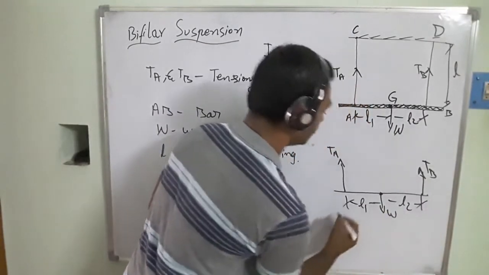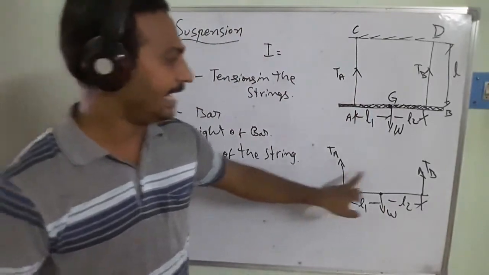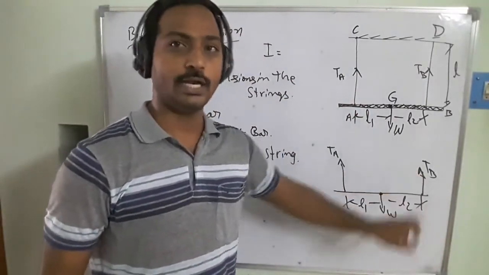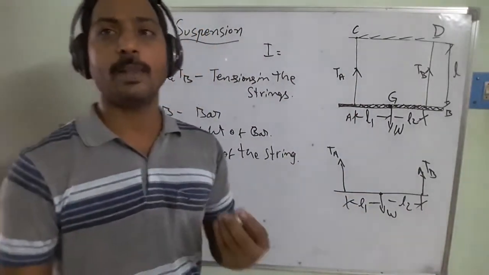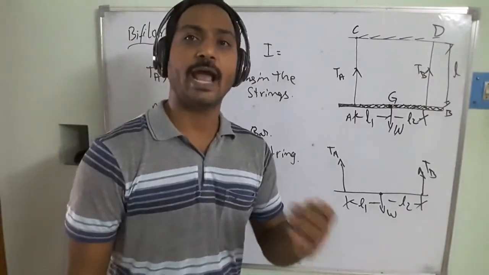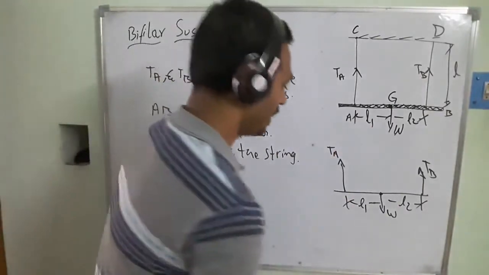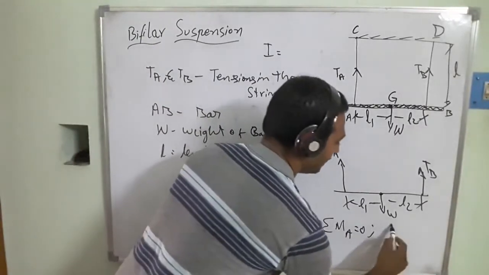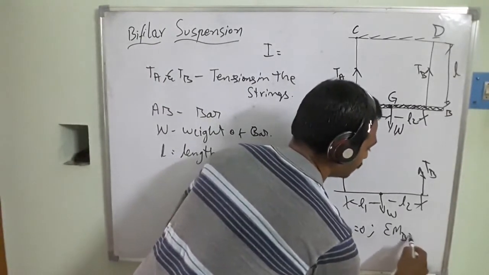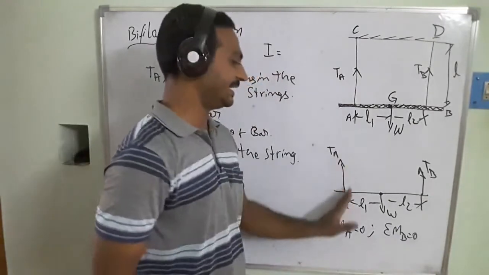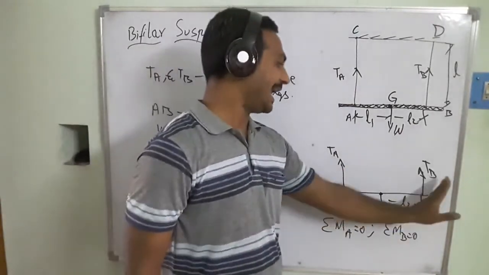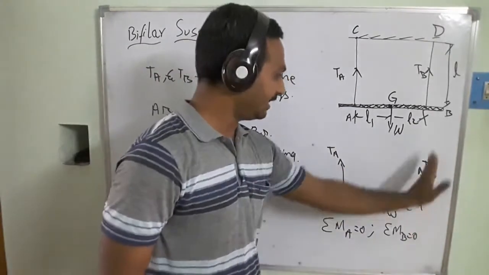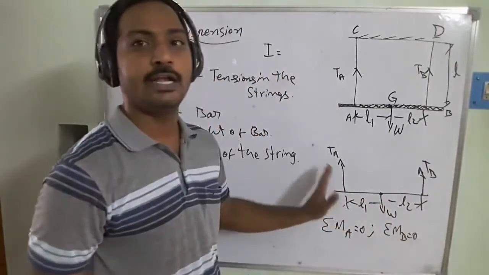So how would you calculate TA as well as TB? We know that we apply the summation of moments acting at a point equal to 0. That is, sigma MA equals 0, and similarly sigma MB equals 0. When I take moments at A, I can calculate the TB value. When I take moments at B, I can calculate the TA value.